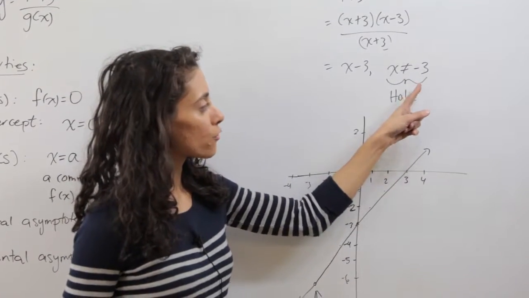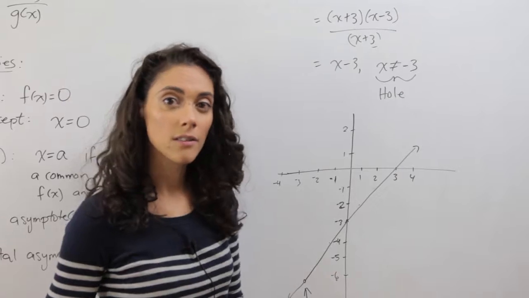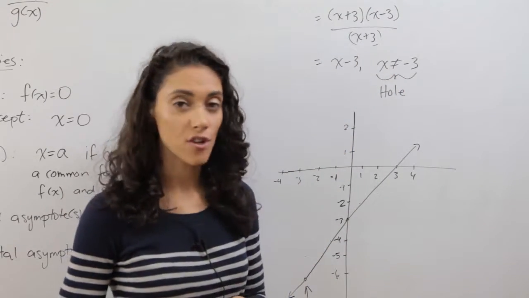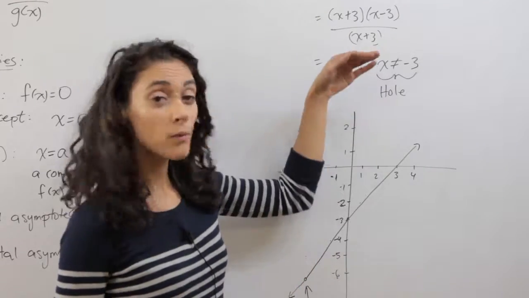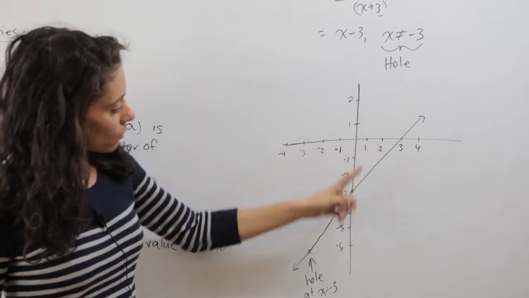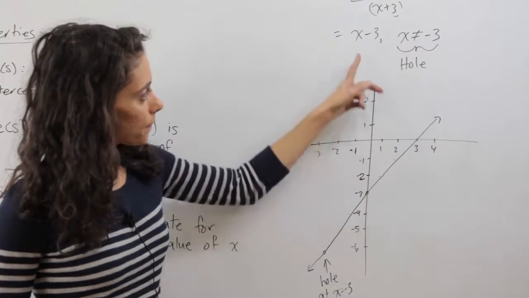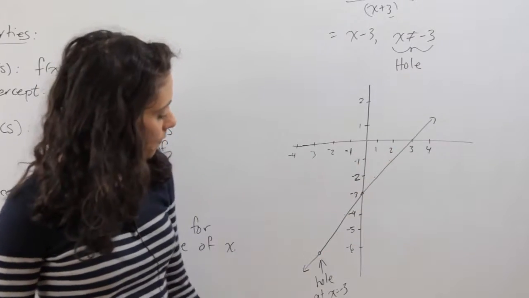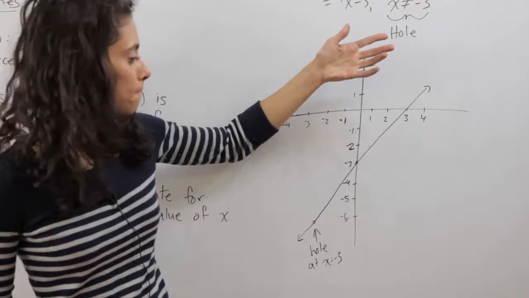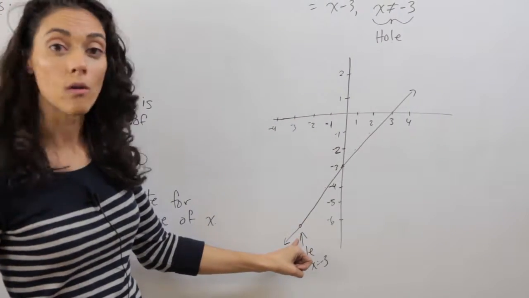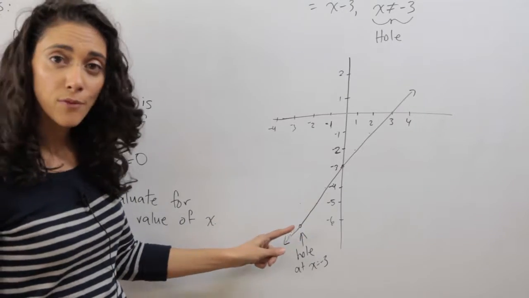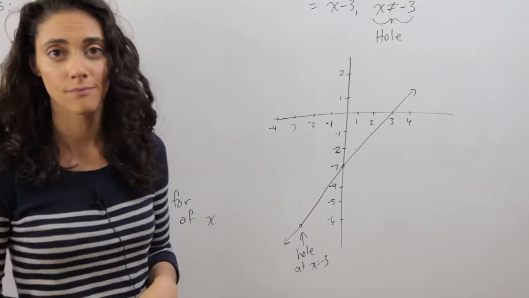But remember, we still have this restriction. Just because the factor canceled doesn't mean that x can be -3. We still have a restriction there so that the denominator never equals 0. But again, we canceled it, which means it's a hole. This is just a line with y-intercept at -3 and slope of 1. There it is. But if you look over here, where x equals -3, where we said there's a restriction, we get a hole. So the graph is a normal line, except when we reach -3, it just hops over that one little point and continues onward.